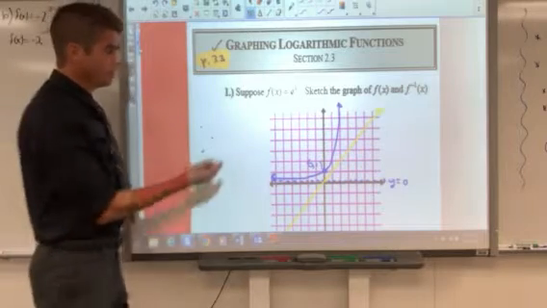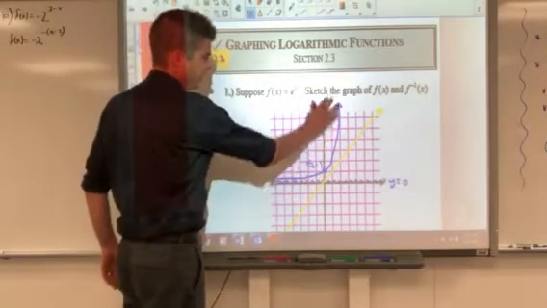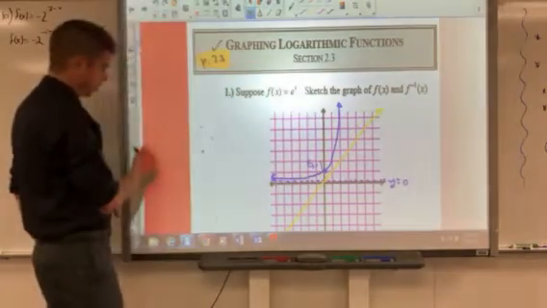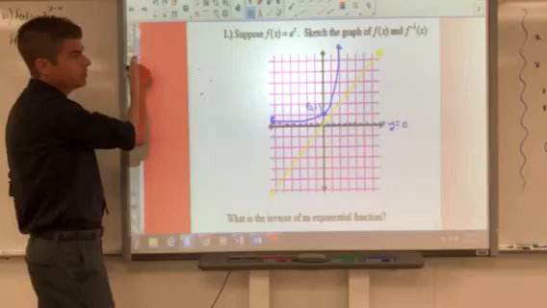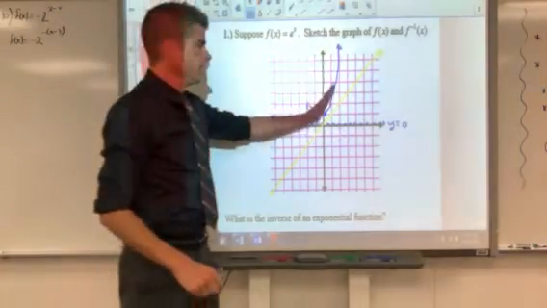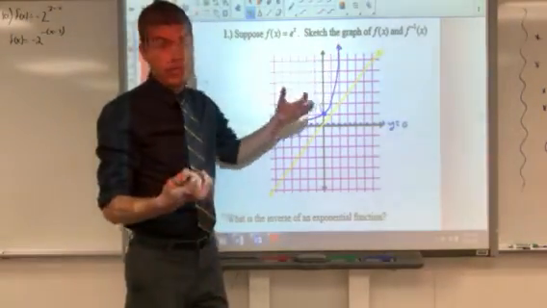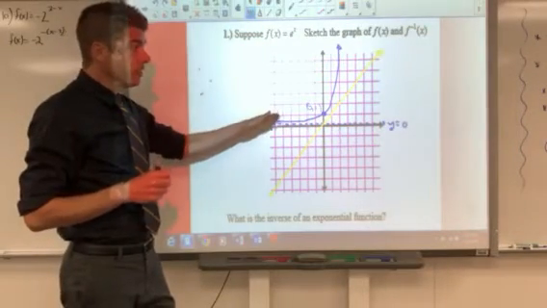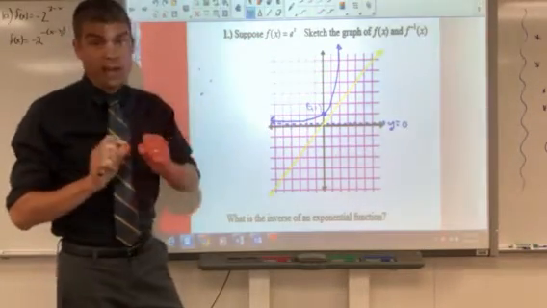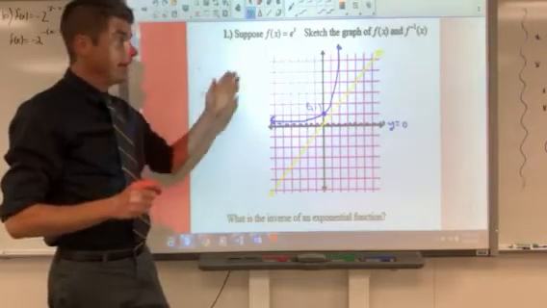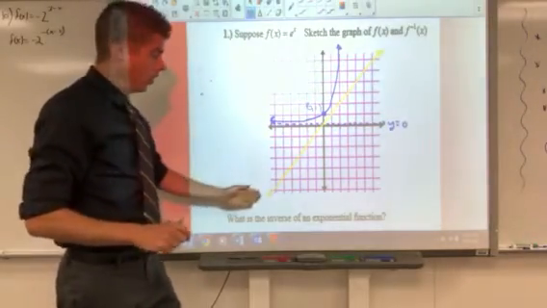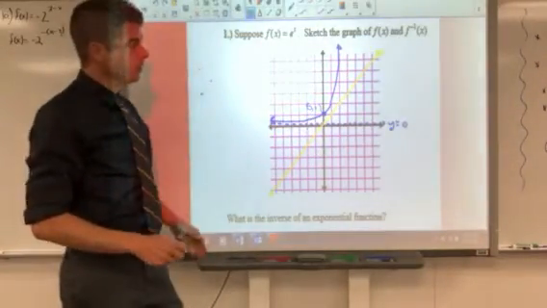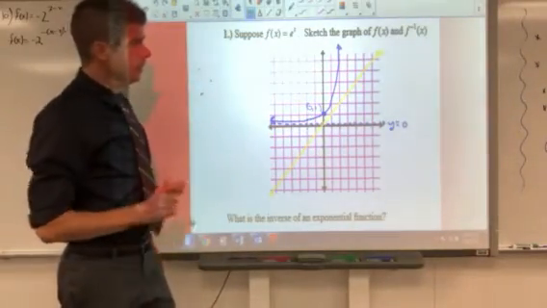If I look here on the board, I do have the graph of e to the x, right? E to the x goes through (0, 1), has a horizontal asymptote of y equals 0, and then it's increasing exponentially by powers of e. I want to then sketch the inverse of this function. Even if I don't know what that function is, I do know that any function and its inverse will always have a line of symmetry with the line y equals x. So I drew that in yellow.